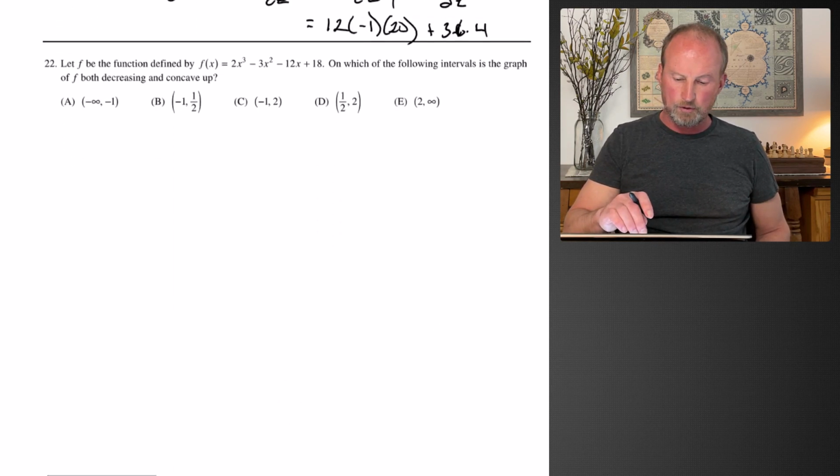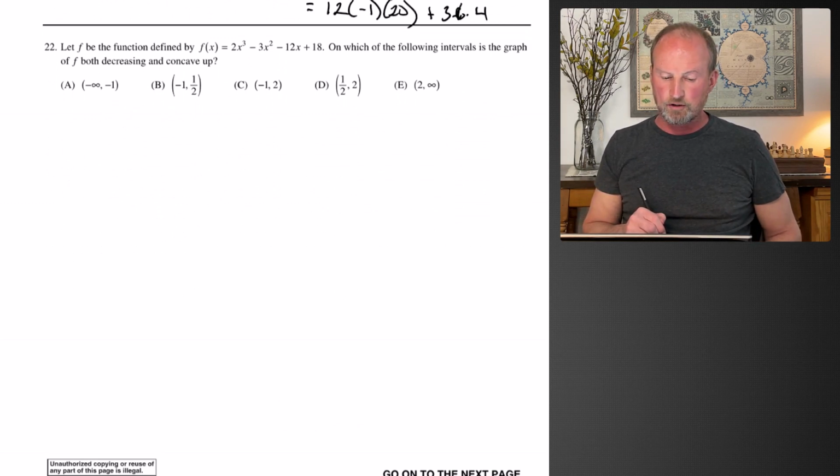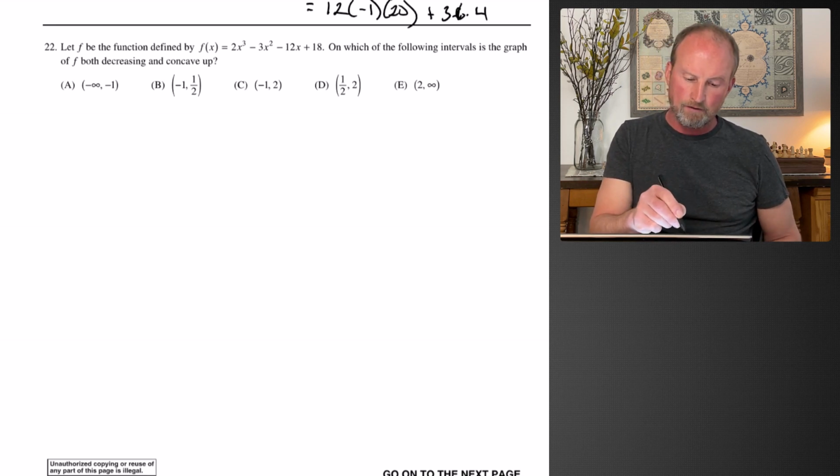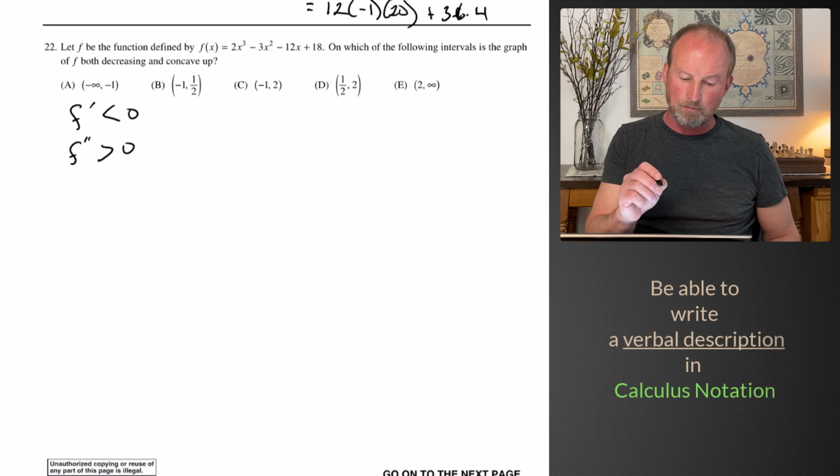Question 22. F is a function defined by that. On which of the following intervals is the graph both decreasing and concave up? So I want f prime to be less than 0 and concave up. I want f double prime to be greater than 0. F less than 0, f prime less than 0, f double prime greater than 0.